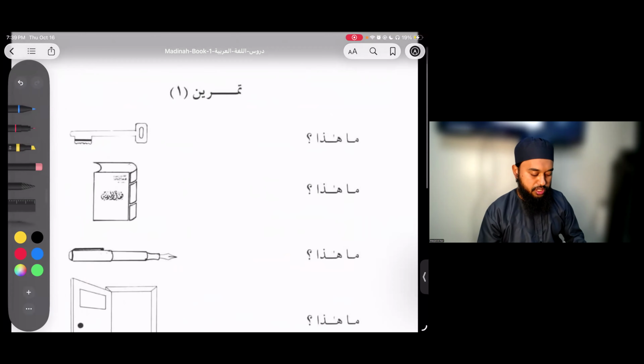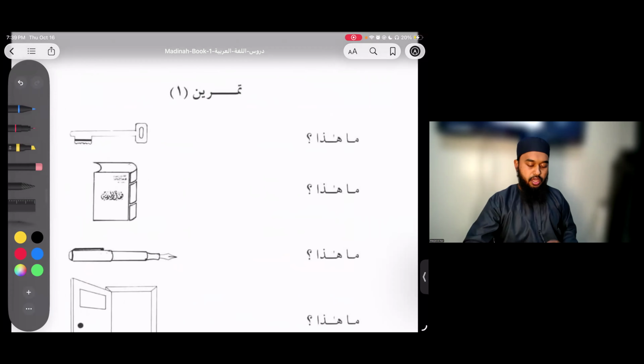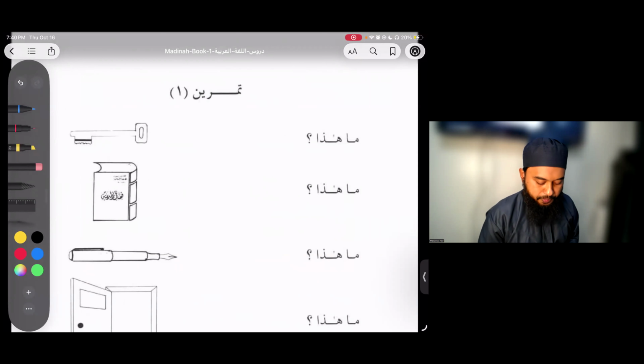So someone online, we see this image right here. We know what that is. It's a key. Can someone read the question and answer it as well, please? Let's do it online first, then we'll do it on site. ما هذا؟ Mahada, what is this? Yes. هذا مفتاح. This is the key. Good job. I want to hear the Arabic. هذا مفتاح. This is a key.